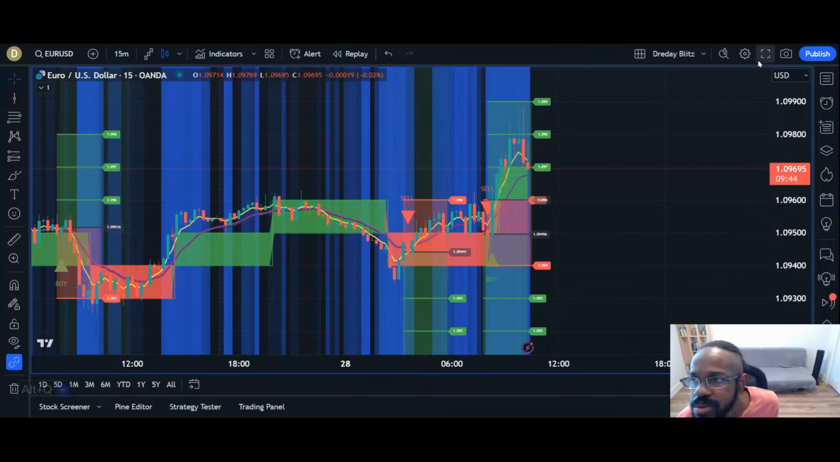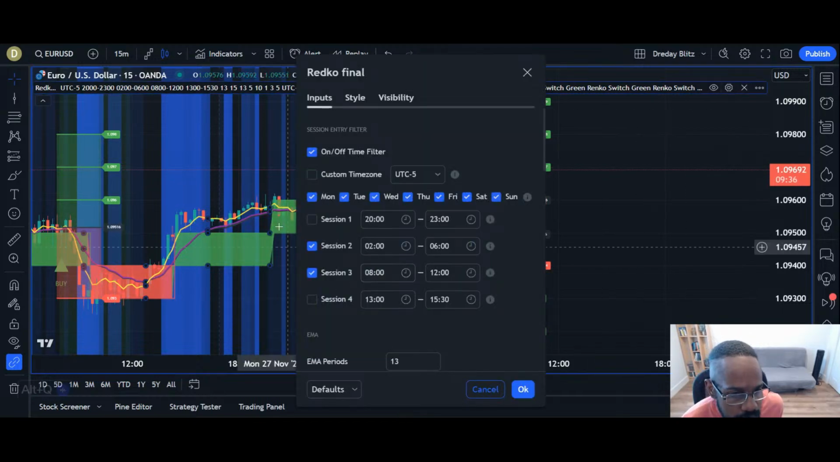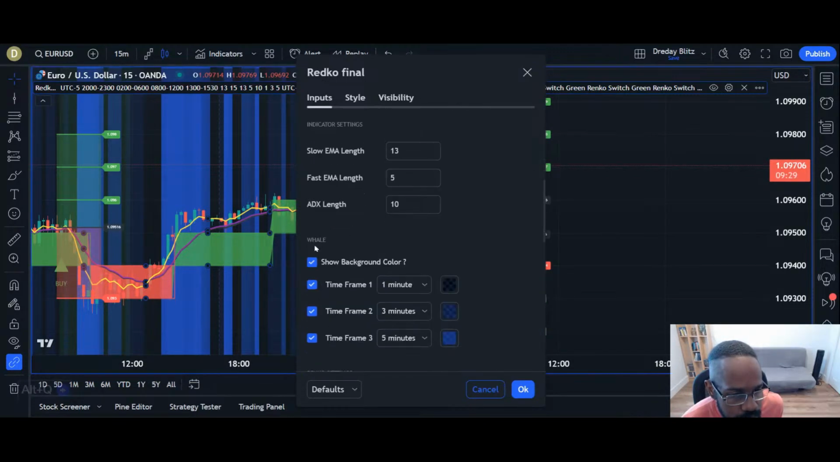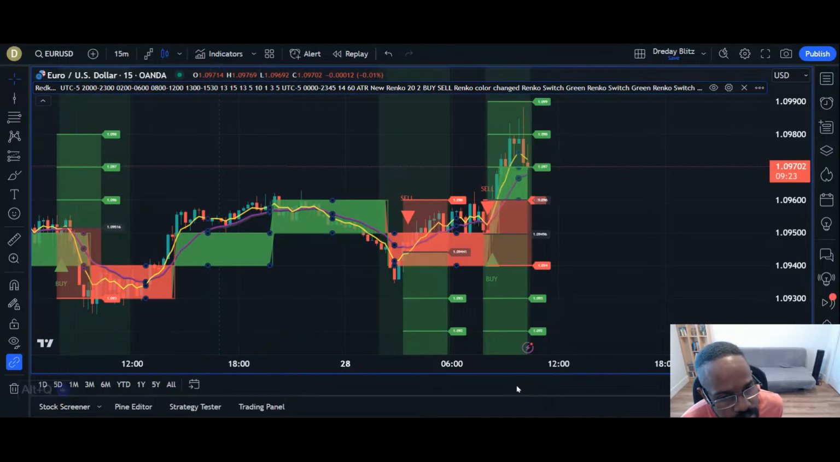So now, since you guys know exactly how EMX AI version 5 is working, I'm just going to remove the background color. That way we're going to see clearly. There you go.